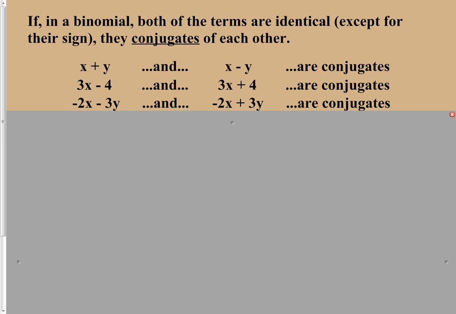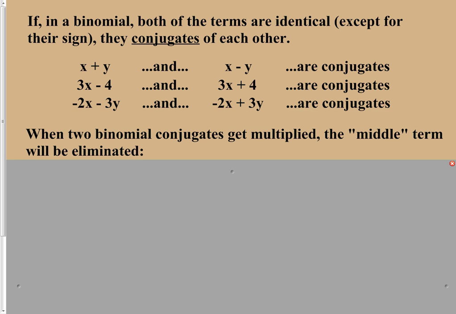Now, the thing that makes a conjugate a special type of situation is that when conjugates are multiplied times each other, we manage to eliminate part of the terms. As such, conjugates are used for a variety of things, particularly when we are trying to eliminate something from a problem. Like maybe we have a denominator in a fraction that we need to simplify somehow. Multiplying times the conjugate of that binomial might actually help you out. Okay, but anyway, when two binomial conjugates get multiplied, the middle term gets eliminated.